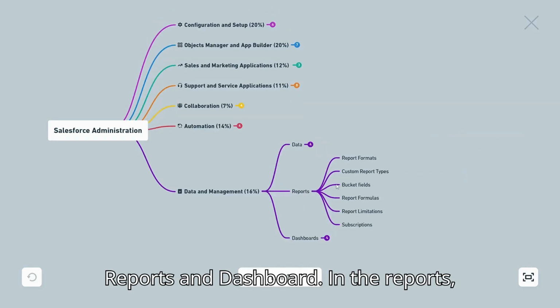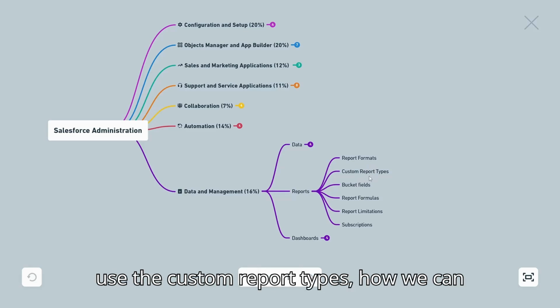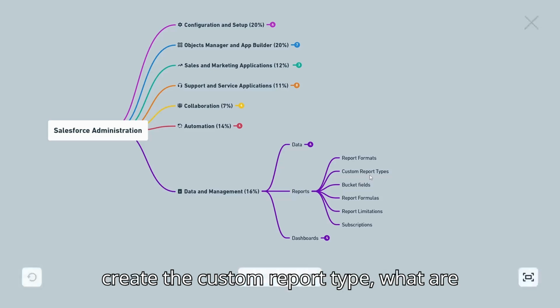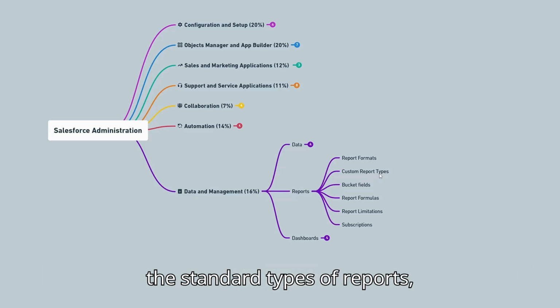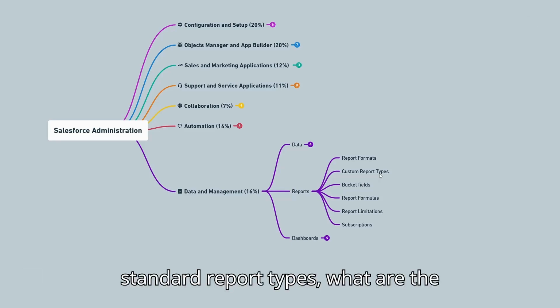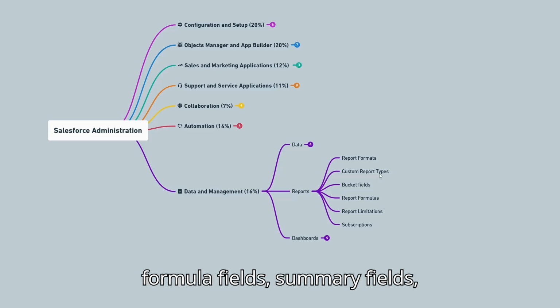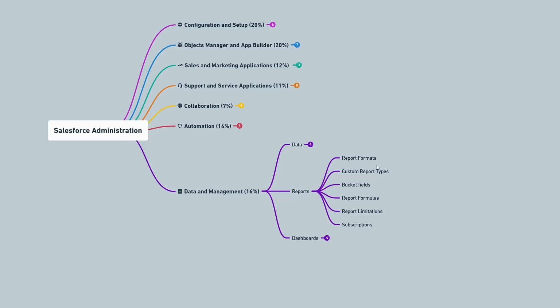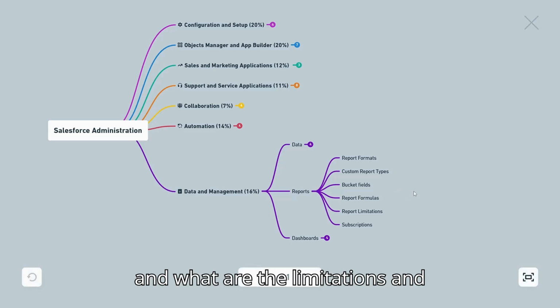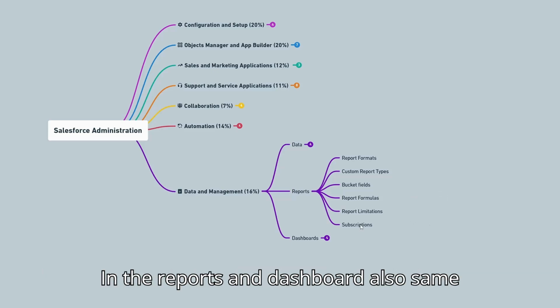And the next is reports and dashboards. In reports, you should know the report formats, custom report types, when we use custom report types and how we can create them, standard report types, bucket fields in reports, then formula fields, summary fields, limitations, and subscription. What is a subscription in reports? And dashboards are also the same.